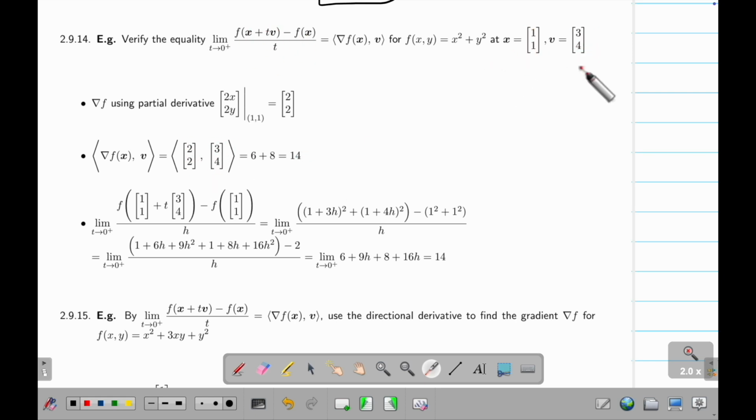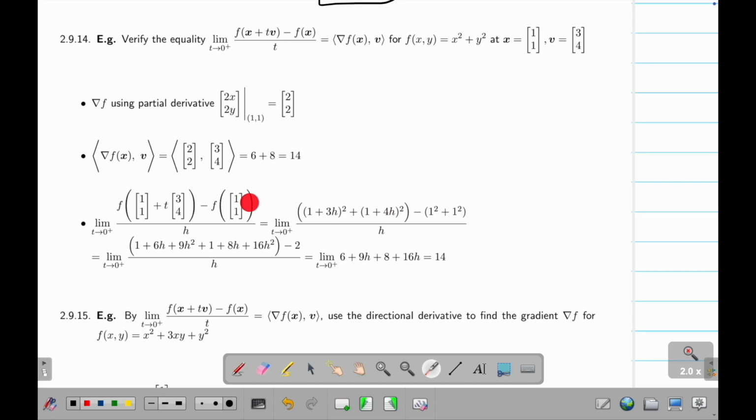Then what about this part? (1, 1), v is (3, 4). So (1, 1) plus t(3, 4). Again, this is t, not h. I made a mistake. Then I need to write this down, right? My function is x squared plus y squared. So it will be this. So it's x squared: (1 plus 3t) squared. And then y squared: (1 plus 4t) squared. Again, this is t, not x.